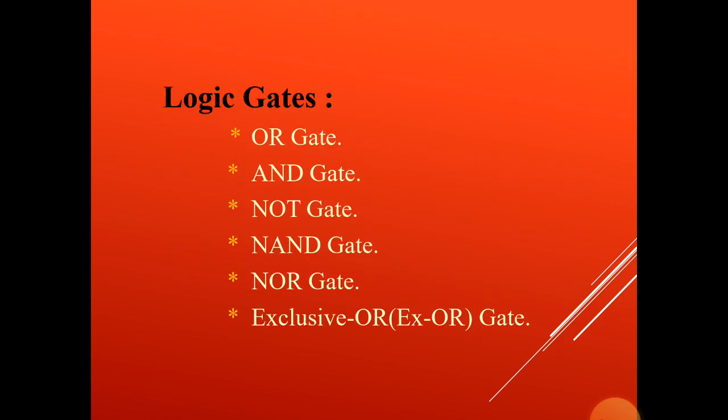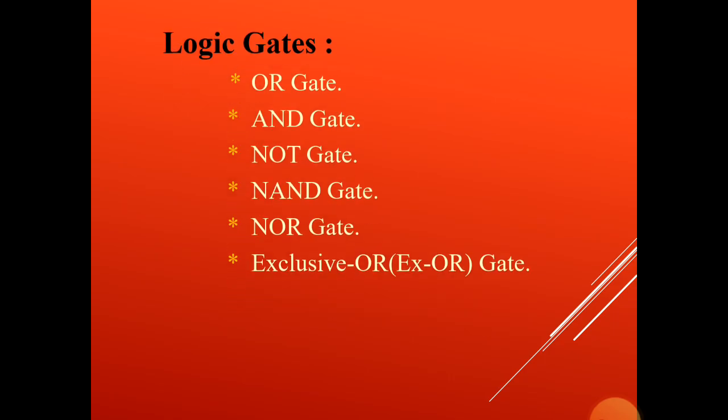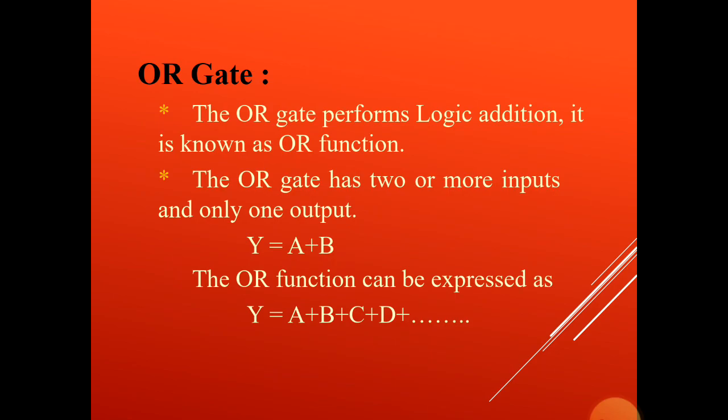Apart from this, there is the exclusive OR gate. That gate is used to perform the XOR operation. So simple logic gates are classified as OR gate, AND gate, NOT gate, NAND gate, NOR gate and XOR gate. As we said earlier, the OR gate is used to perform the addition operation. That addition is called logical addition.